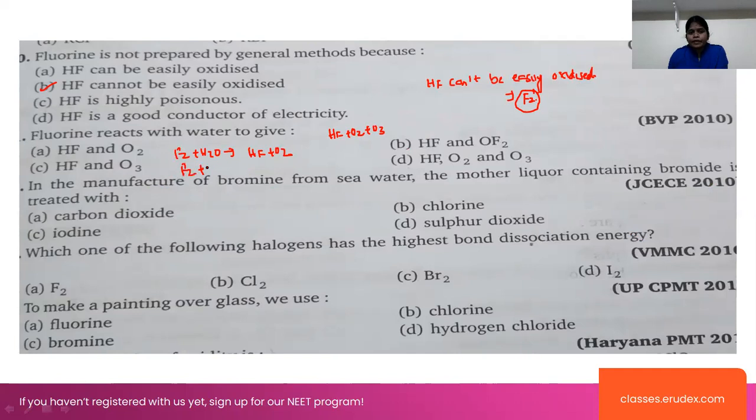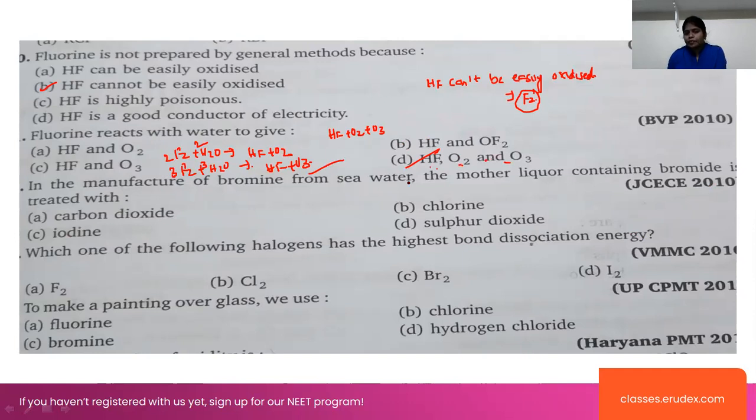then this will give you HF along with O3. So this is the reaction here: HF, O2 and O3. Fluorine reacts with water to give these. Here we are taking 2F2 and 2H2O, and in this case we are taking 3F2 and H2O. Then that will give you O3. So the correct option is HF, O2 and O3.